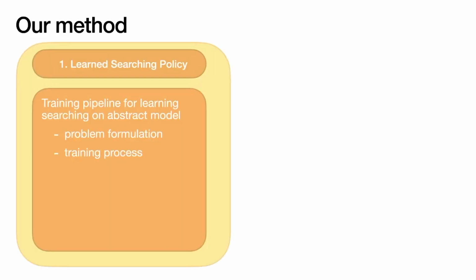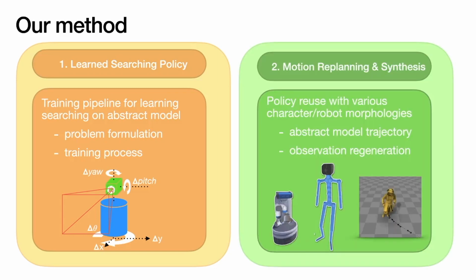Our method consists of two components. The first component is the learned searching policy. We first train a simplified version of an animated character with egocentric visual inputs to search for an object. We use an abstract agent which is represented by a cylindrical shape with a camera attached on top. It can move around the environment and control its head similarly to the human character. Once the abstract agent is trained, we then demonstrate how we can reuse or transfer the abstract agent's behavior to animated characters or a robot using a motion replanning and synthesis algorithm.